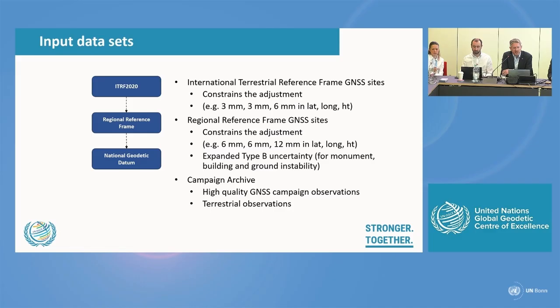So in our case in Australia, what we did was we tied to the International Terrestrial Reference Frame. We used, this is actually 2014 because we did it a few years ago. And the ITRF sites we used in the adjustment were constrained with 3 millimetres, 3 millimetres and 6 millimetres in latitude, longitude and height. So that's the uncertainty that we had associated with those ITRF coordinates to constrain ourselves to ITRF. With respect to the regional reference frame sites that we included in the adjustment, we doubled those uncertainties. So there were 6, 6 and 12 in the latitude, longitude and height. And that was what we call an expanded type B uncertainty.